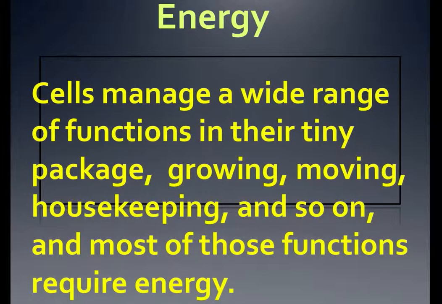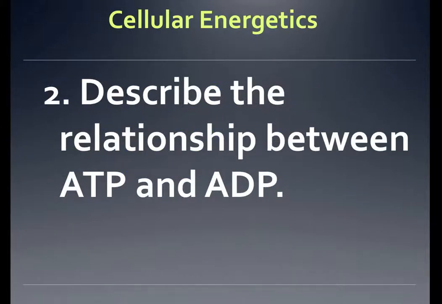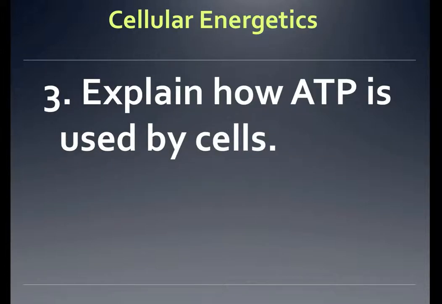And cells, which we're made of, do everything. They grow, they move, they make chemicals for us, everything. And all these functions require energy, and we have to get that from our food. Second objective, describe the relationship between ATP and ADP. And I'm going to run these together, explain how ATP is used by cells.